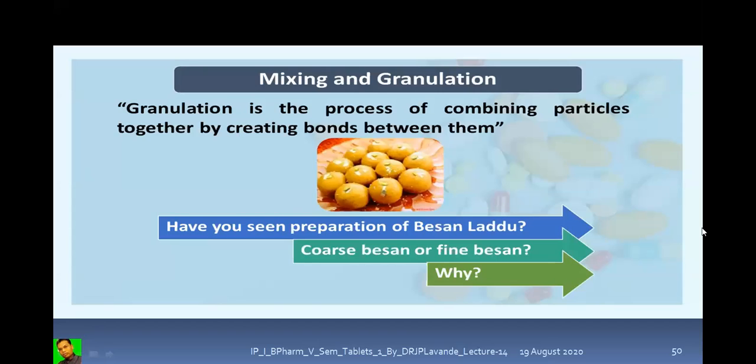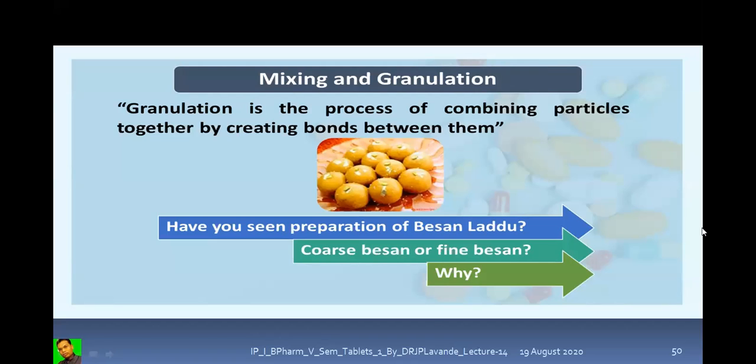Yes, we require coarse besan or fine besan. The besan which is available in the market, that is the gram flour, we will not use for the preparation of besan laddus. Instead of that, we take gram dal, the gram pulses, and subject it to the flour mill in order to obtain the coarse besan.